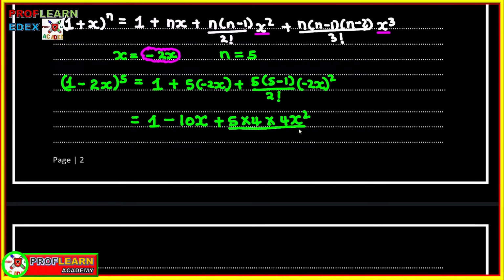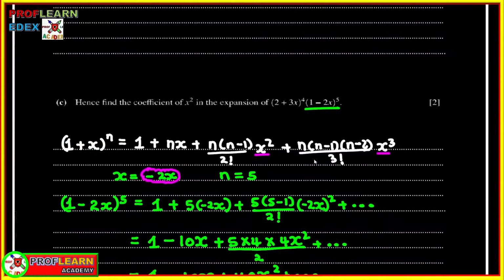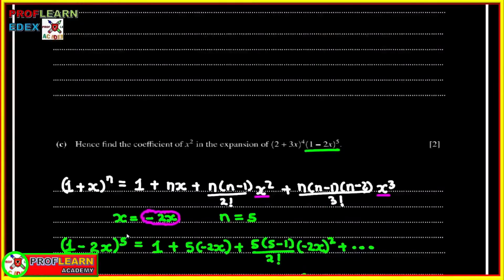Yeah, this is going to translate to actually 40. Right. Let me confirm using a calculator. Yeah, this becomes 40x squared. Now, because we are expanding this, we are going to multiply the two expansions together.